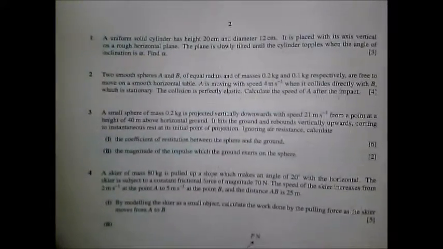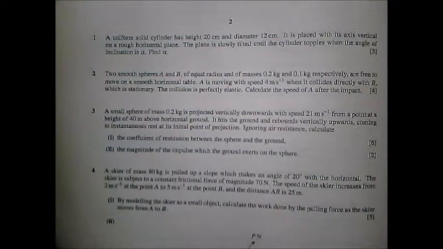Let's take a look. So, we have a single smooth sphere of mass 0.2 kilograms, and it's projected vertically downwards with a particular speed from a particular height above horizontal ground. And this ball's going to hit the ground and rebound vertically upwards back to its starting position. Ignoring air resistance, we're being asked to find the coefficient of restitution between the sphere and the ground, and then the magnitude of impulse that the ground exerts on the sphere. So a two-part question here.